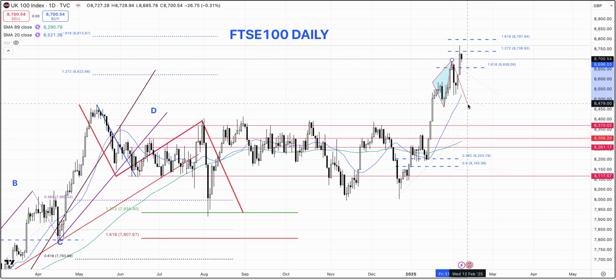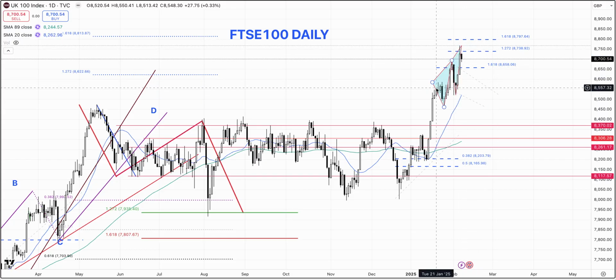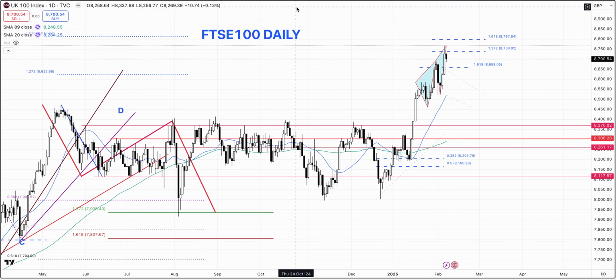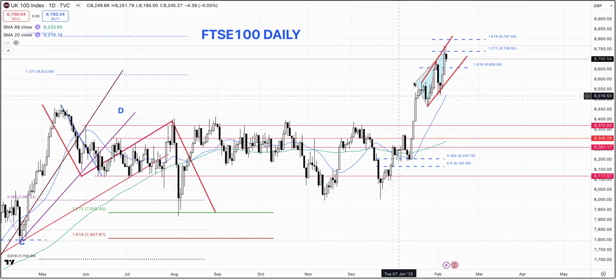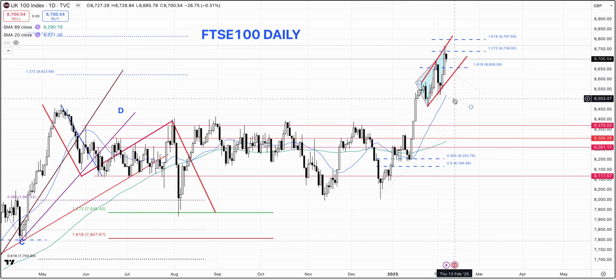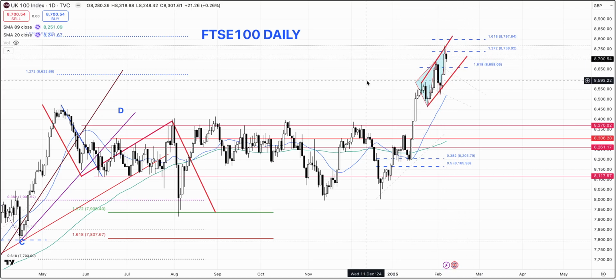Here we go. And last Friday we did see an inside bar formation. You could call it a wedge as well, so it's kind of a wedge formation like this. It looks more like a parallel channel on this one. So we'll just be watching this one carefully on the FTSE.